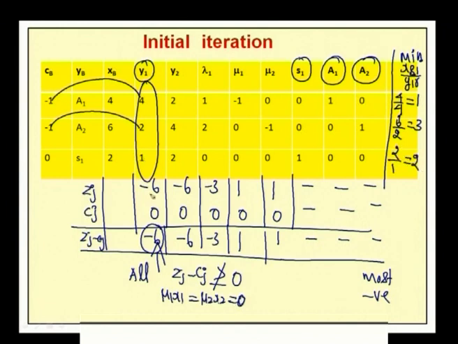Once we fix the entering variable, here y1, we compute the minimum ratio of xbi by yir, where yir should be positive. For y1, xbi by yir gives 4 by 4 is 1, 6 by 2 is 3, 2 by 1 is 2. Among all these ratios, we have to choose the minimum value. Among 1, 3, 2, the minimum value is 1. Therefore, the corresponding variable is a1, so a1 is the leaving variable.